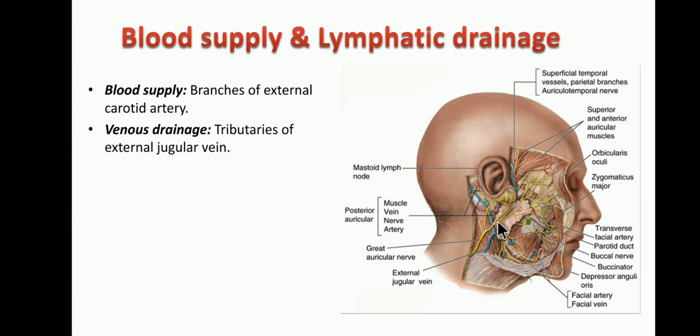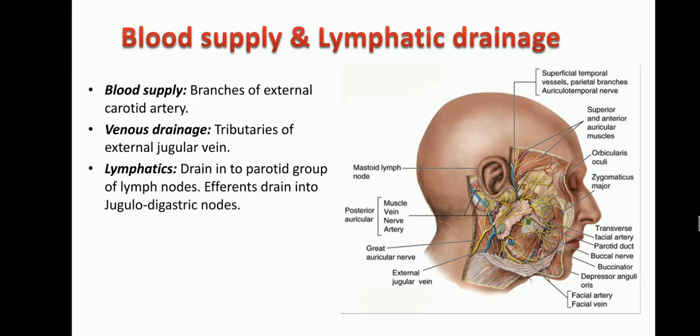Lymphatics are mainly the parotid lymph nodes, which are seen on top of the gland. Sometimes they are present superficially, sometimes they are buried within the substance of the gland. Ultimately, efferents from the parotid nodes drain into the jugulodigastric nodes.